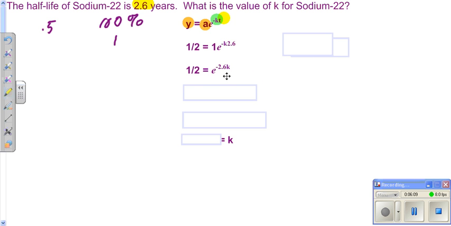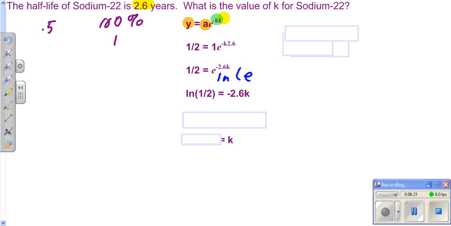Now, to solve this, I'm going to use natural logarithms because we're dealing with an e, and natural logarithms undo an e. So take a natural logarithm of both sides. Remember, when you do the natural log of the right side, your e and your natural log undo each other, leaving you only with that exponent, and that's what we have here.